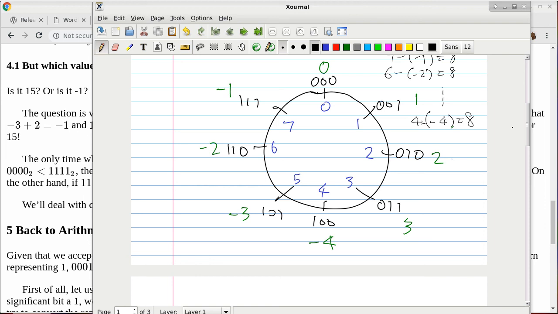So now the question is, does it work in all cases? This is a 3-bit number. Does it work with a 64-bit number? What do you think? It does.